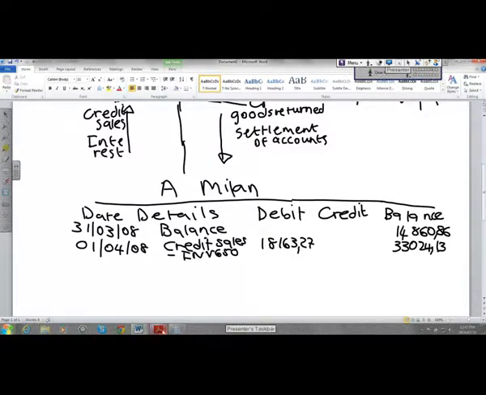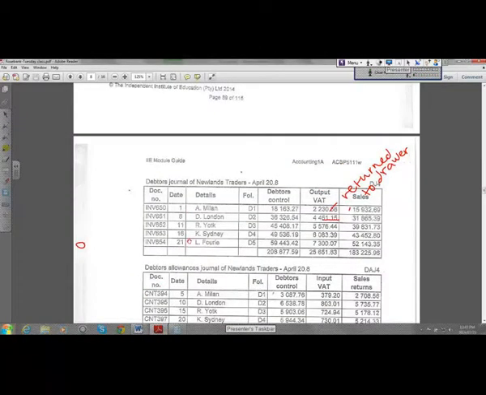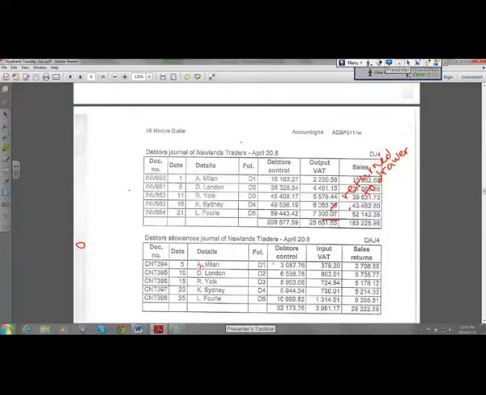The next one, debtors allowances. You see here it's when the customers are returning their goods. You can already see that if Mr. Milan returned the goods, then his balance is going to reduce, isn't it? So we must reduce it. Let's see how much. He returned goods that were worth 3,087.76. We must remember to take the credit note number.